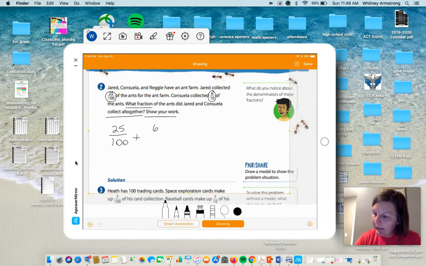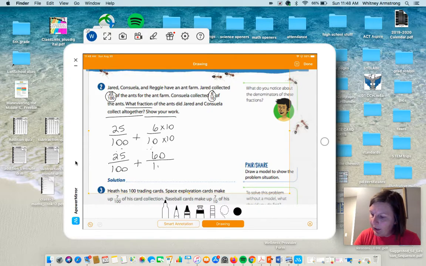plus 6 tenths. My denominators are not the same, okay? So I have to make them the same. So that means that this fraction gets multiplied by 10 on the numerator and the denominator, okay? So now if I do that, I'll have 25 over 100. 6 times 10 is 60. 10 times 10 is 100.